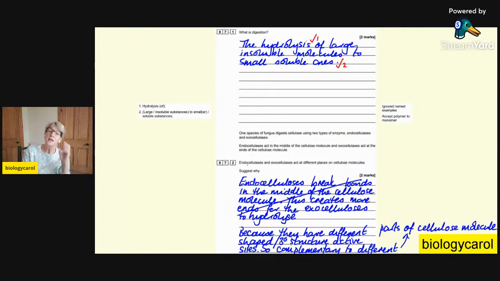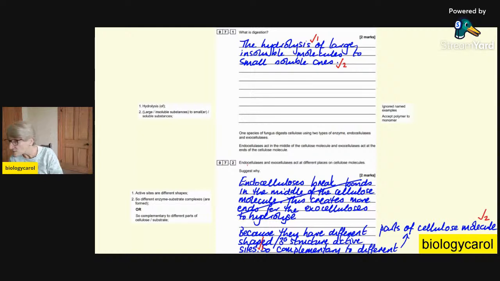And therefore, to nail the point, the active site is complementary to different parts of the cellulose molecule. These are really specific enzymes. Hope that makes sense. Here is the mark scheme, and I did just about manage to scrape the marks.